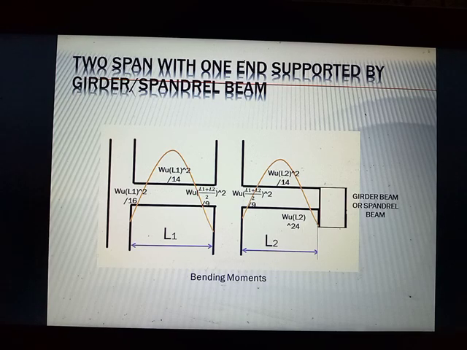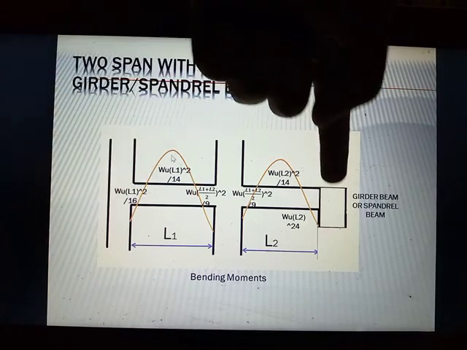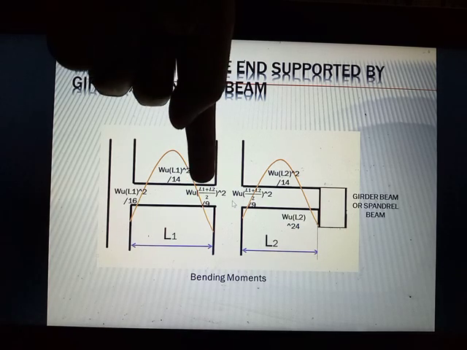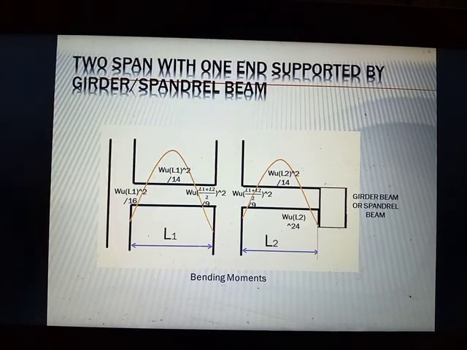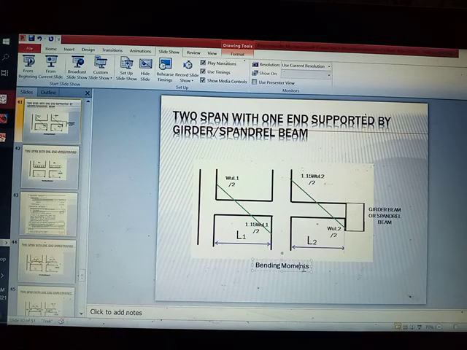So the same, you compute the positive moments and the exterior negative moments using directly the clear span. But for the interior negative moments, you average the two adjacent spans in order to get your Ln.